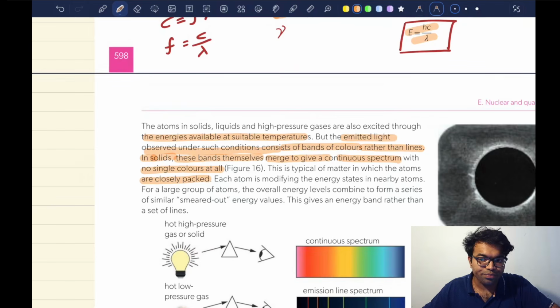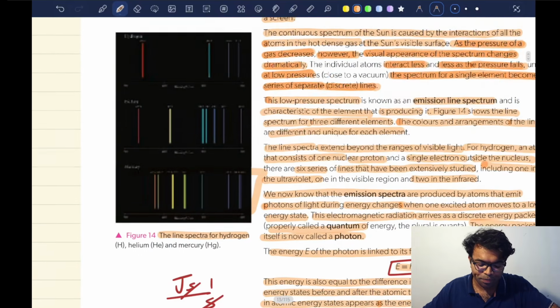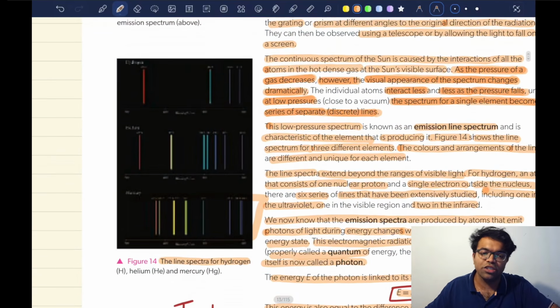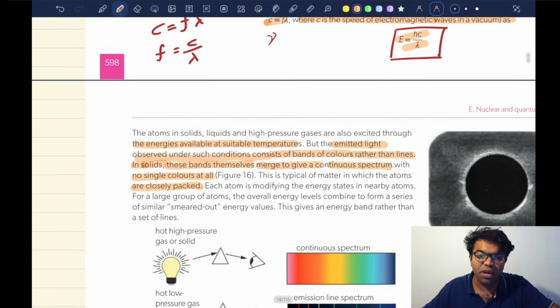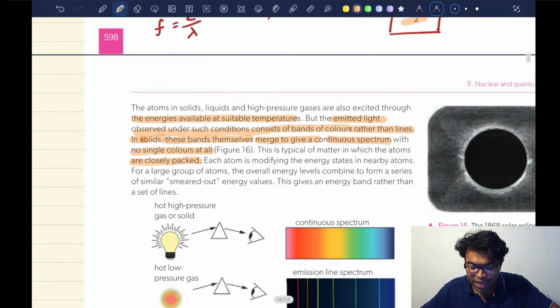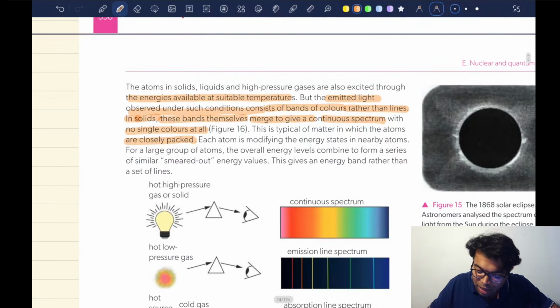When we energized or excited atoms or molecules of a gas at very low pressures, we got discrete line emissions. But if you have solids, liquids and very high pressure gases, then instead of getting discrete lines, you get a continuous spectrum of colors.